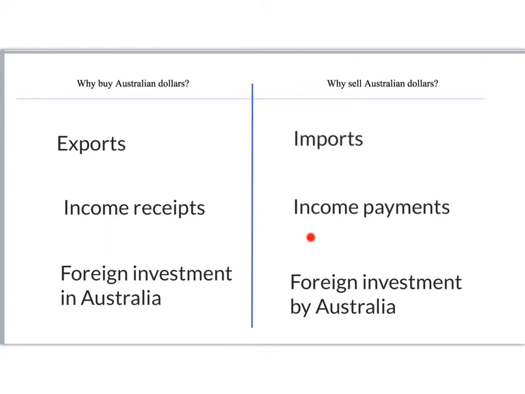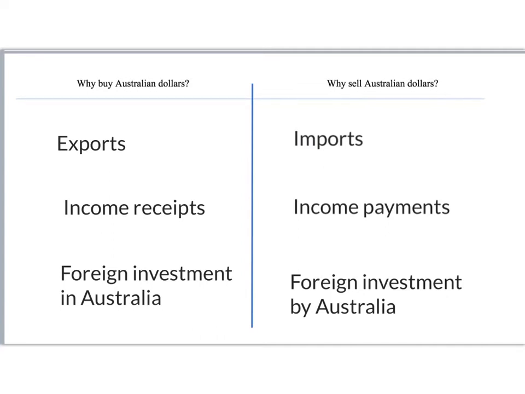Income payments are another source of supply of Australian dollars. If overseas shareholders own shares in Australian companies and the Australian company pays a dividend, then they will get the Australian dollars. They will sell the Australian dollars to buy their local currency so that they can buy the things that they want in their home country.